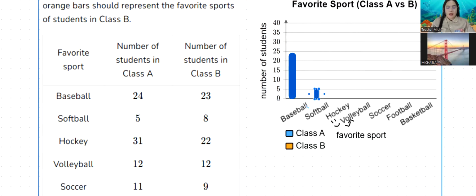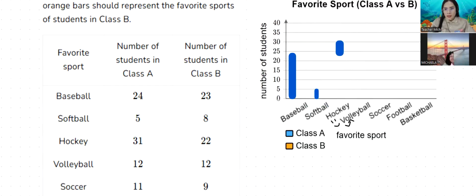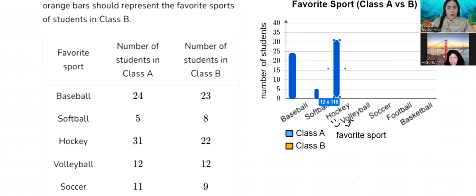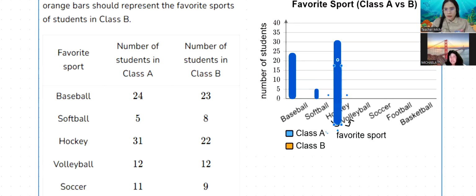Then the next one is the hockey. That is 31. So it exceeds our 30 a little bit since that is 31. Next one is the volleyball, which is equal to 12. This is volleyball, so this is 12. So it should be at the middle of 10 and 15.